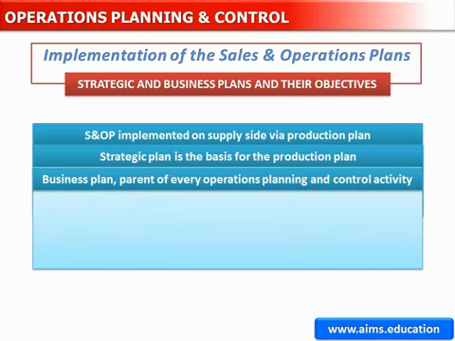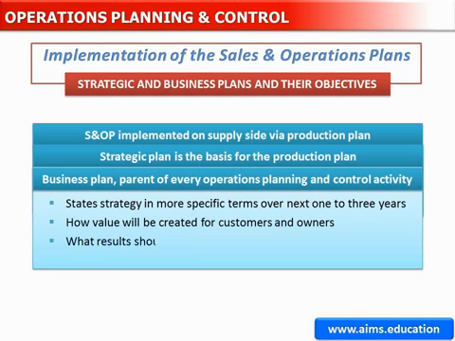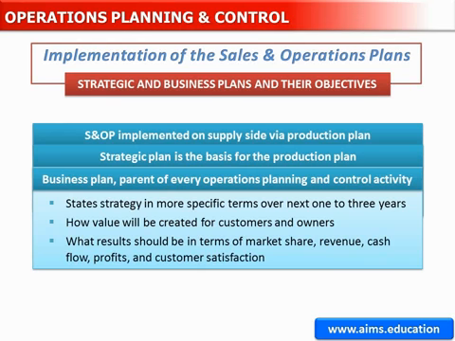An organization's business plan states organizational strategy in more specific terms, and sets goals for achieving the strategy over the next 1 to 3 years or more. The business plan specifies how value will be created for both customers and owners, and what the results should be in terms of market share, revenue, cash flow, profits, and measurements, such as customer satisfaction.